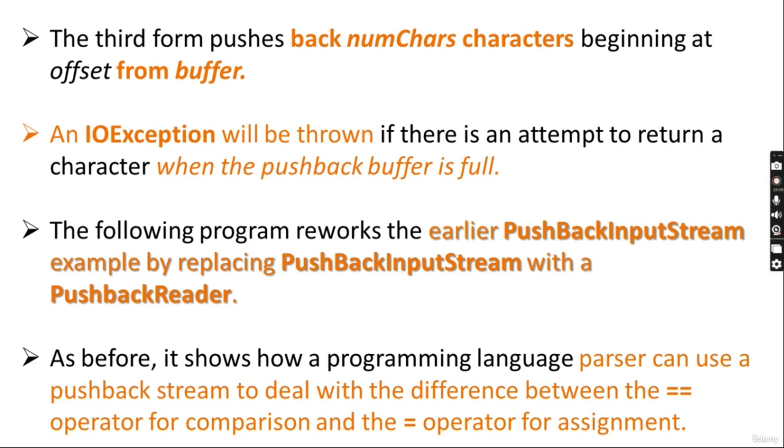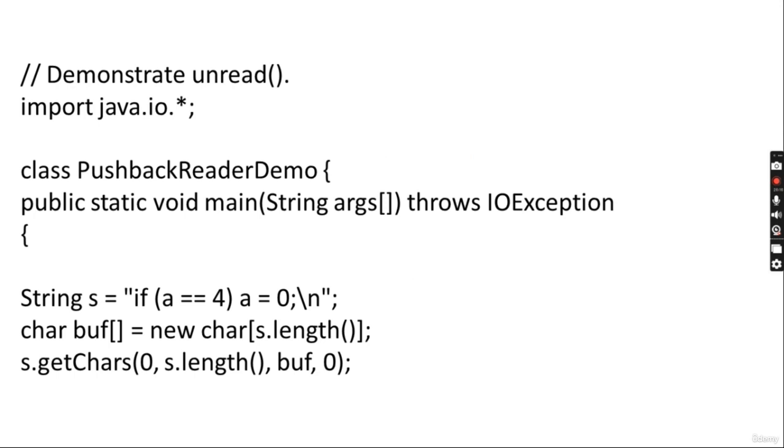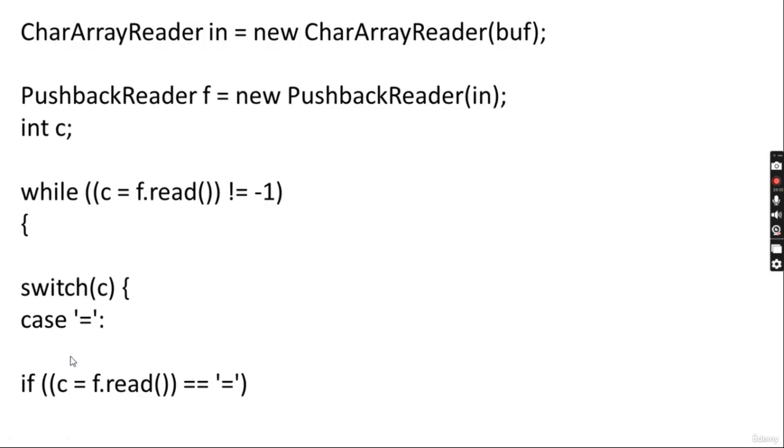It shows how a language parser can use a pushback stream to deal with the difference between "=" and "==". String s = "a == 4 a = 0"; char[] buffer = new char[s.length()]; then the characters will be obtained with getChars. The complete string is stored in the buffer array, then its characters are fetched, and a CharArrayReader object is created. PushbackReader f = new PushbackReader with this CharArrayReader as input.